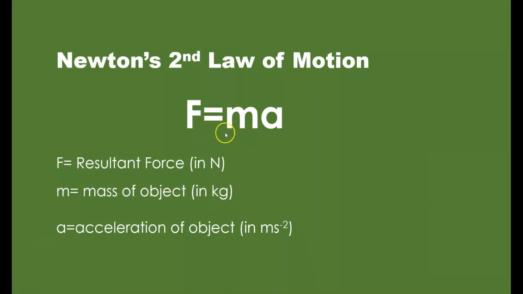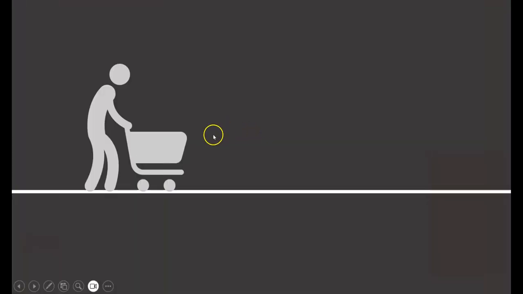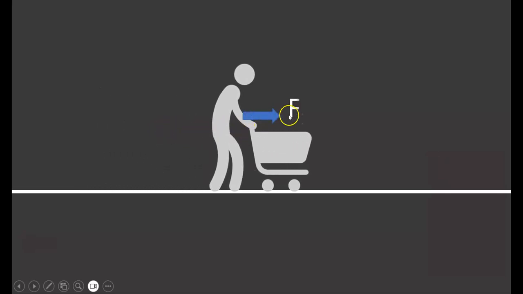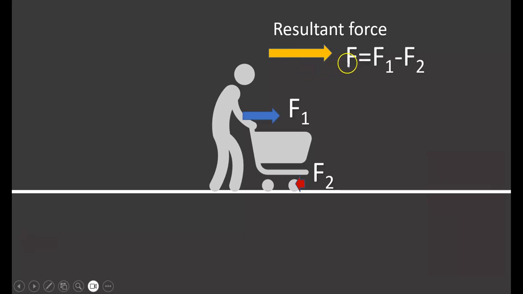Now, a quick recap on how to apply this formula F equals ma. We learned in the previous lesson that when a man exerts a force F1 to push the cart, there is a frictional force F2 that opposes the motion. The resultant of these two forces, F equals F1 minus F2, is also equal to the product of the mass of the cart multiplied by its acceleration. This is the key concept that you need to know to solve the most frequently asked dynamics questions.